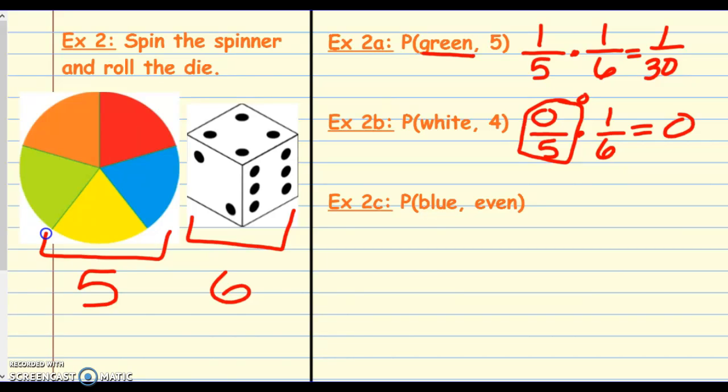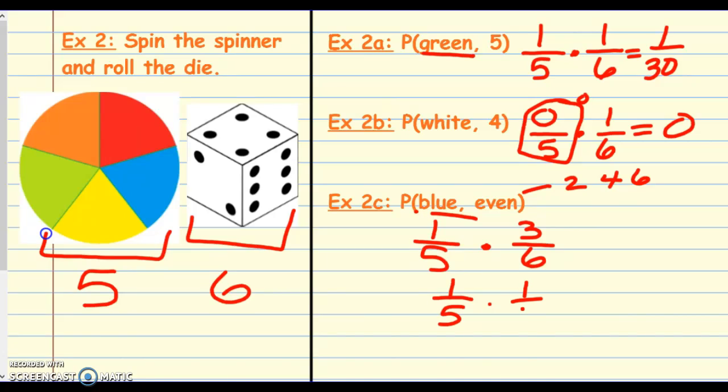Last one, what's the probability of getting a blue and then an even number? So we're going to do them separate. You have a 1 in 5 chance of getting the blue. And then thinking about a die, the even numbers are 2, 4, and 6. So that's 3 over 6, which I know turns into 1/2. So I have 1 in 10 chance of getting the combination of a blue with an even number.